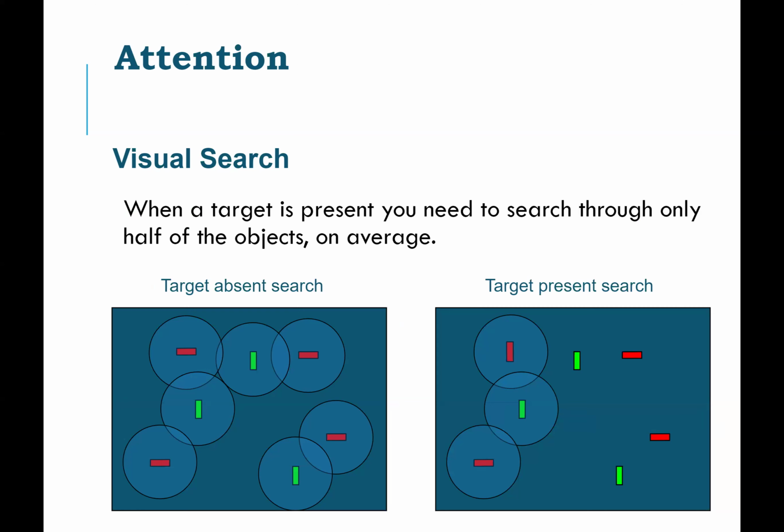And as I said, in target present trials, on average, you only look at half of the objects, so you're much faster, at least in that sense.